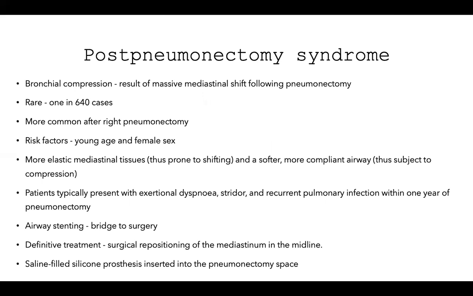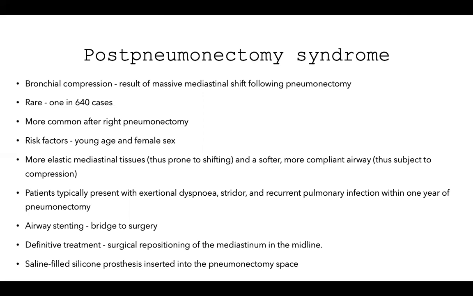Post-pneumonectomy syndrome. This is again a rare complication, 1 in 650. Bronchial compression happens because of massive mediastinal shift following pneumonectomy. It is more common after right pneumonectomy. Young age and female sex are risk factors because they have more elastic mediastinal tissue, so prone to shift, and a softer, more compliant airway, thus subject to compression.